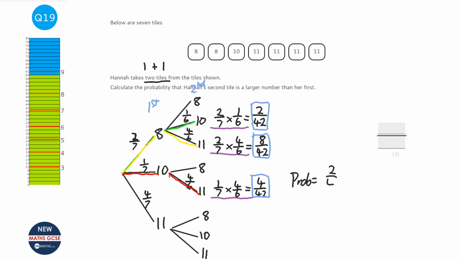Okay, so the probability is 2 over 42 plus 8 over 42 plus 4 over 42. So 2 plus 8 is 10, plus 4 is 14, so it'd be 14 over 42. And if you cancel that down, 14 over 42, you can half top and bottom, and then I think you can divide them by 7, so you get 1/3. So the answer is 1/3 chance.